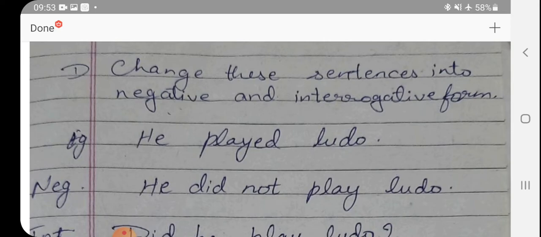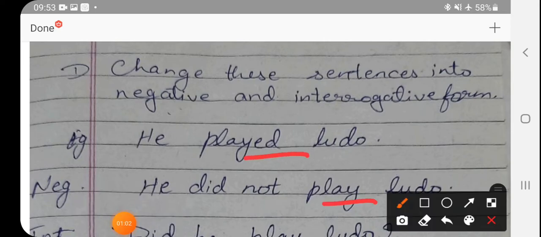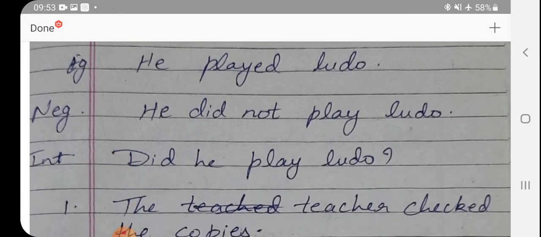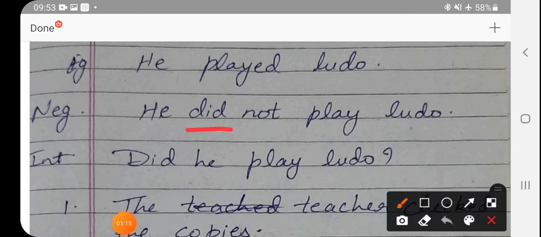The first form of played is play. The verb changes, and we add did not to convert the sentence into negative form. And to convert the same sentence into interrogative form, as we know, we carry the helping verb to the beginning and the sentence begins with did. He played, we have to add did not, and to convert that into interrogative, did comes at the beginning. The sentence begins with did he, first form of verb again, did he play Ludo, question mark.